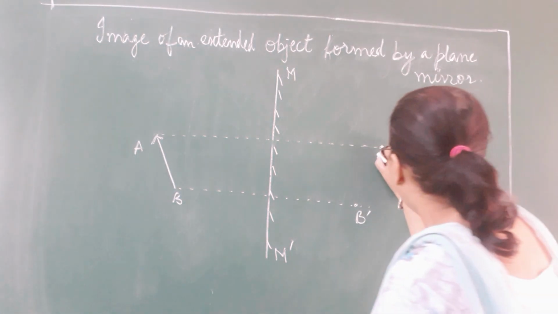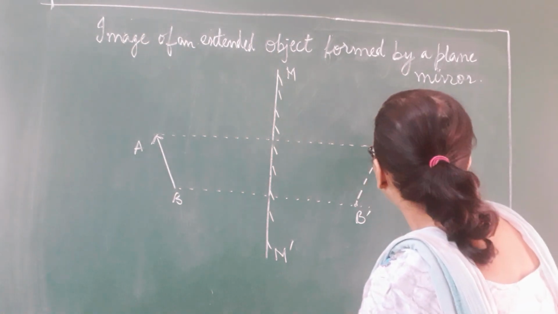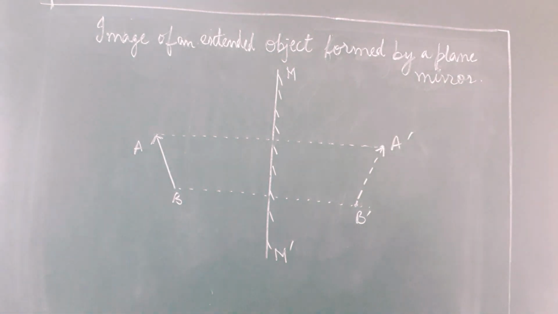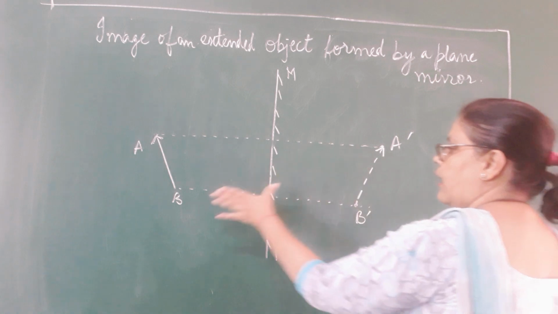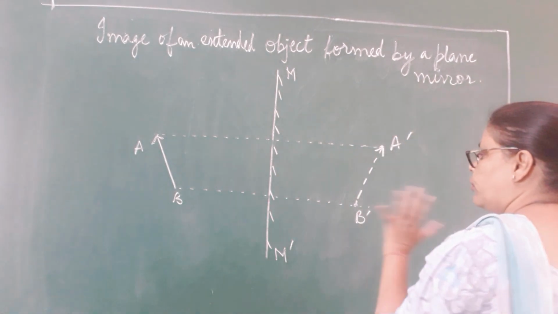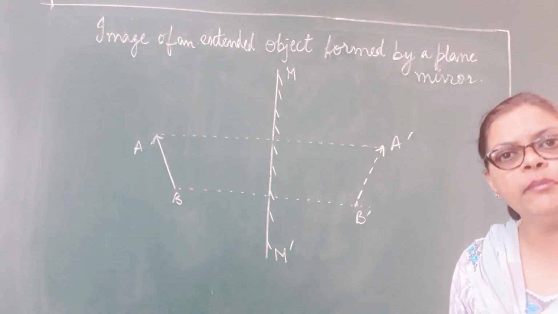And then I combine the two. I join the two with the help of a dotted line. So here my image is ready, right? Did you see how I did it? First I measured this, same distance, I put a dot, I measured this, same distance, I put a dot, and I combined the two to form the image.